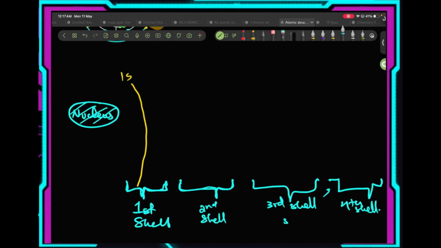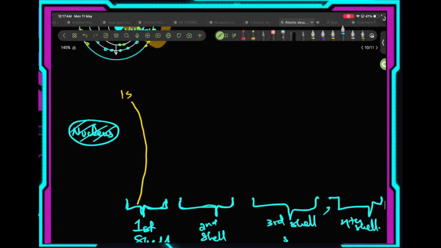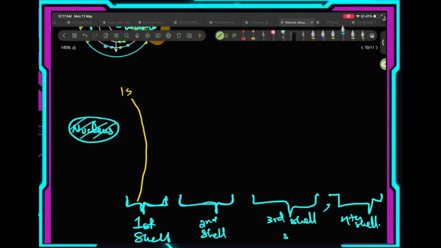Now we're talking about the subshells. After shells, what do you see when you magnify? You see subshells. So now you're going to draw subshells in the magnified part. So in the first shell, which subshell is present? Only one subshell, which is 1s, right? In the second shell, how many subshells do you find? Two subshells. There's 2s, and then there's 2p.